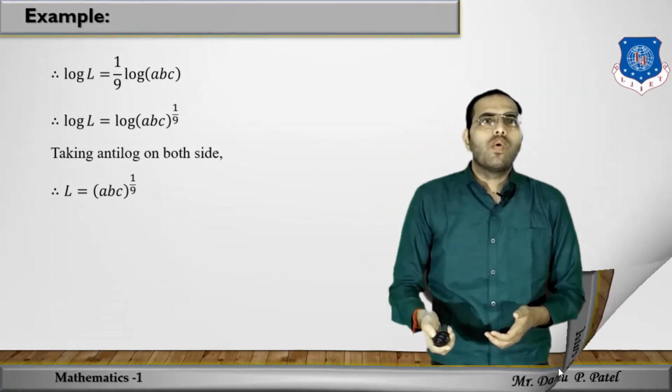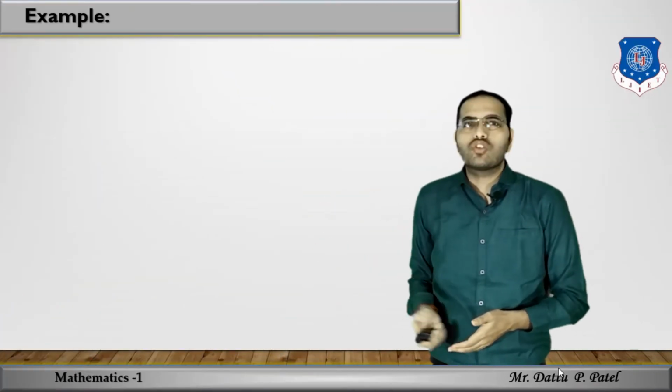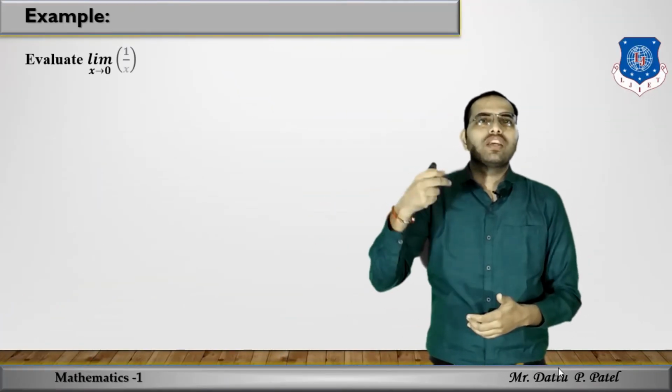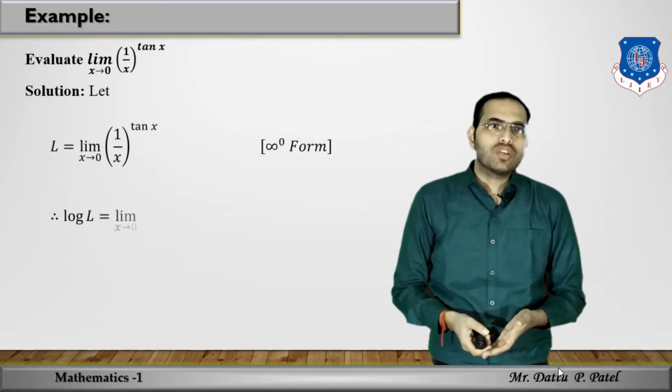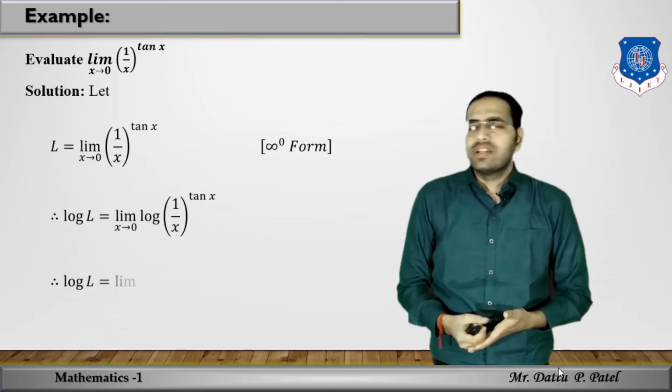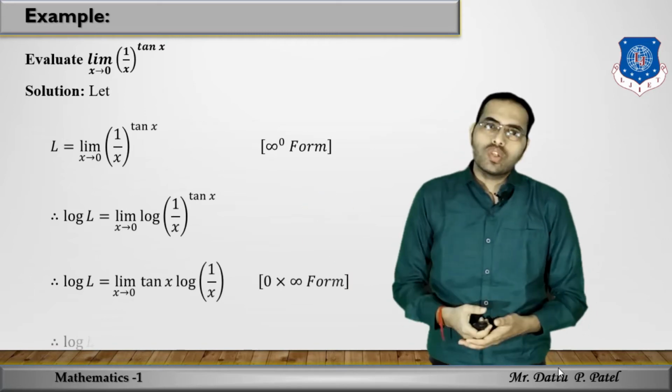Now let's see one more example. Limit x tends to 0, (1 upon x) raised to 10x. Here L equal to limit x tends to 0, (1 upon x) raised to 10x. That is our infinity raised to 0 form.